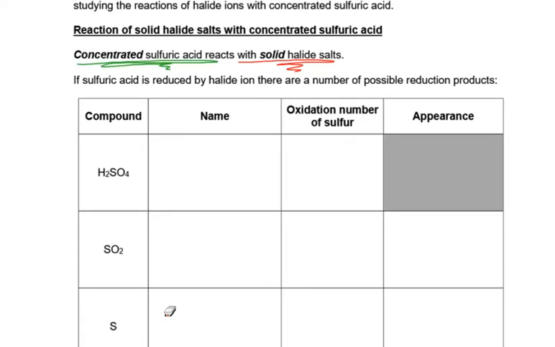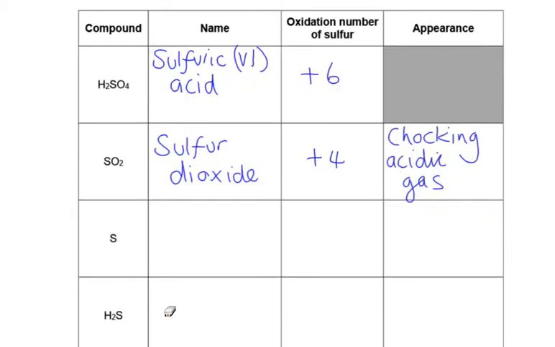In order to understand some of the observations that you see within the practical or the demonstration, you need to know some things about some of the compounds formed. In the concentrated H2SO4 that we use, the oxidation state of the sulfur is +6. We will see sulfur dioxide. The oxidation state there is +4 for the sulfur, and we can tell that it's there by a choking acidic gas.